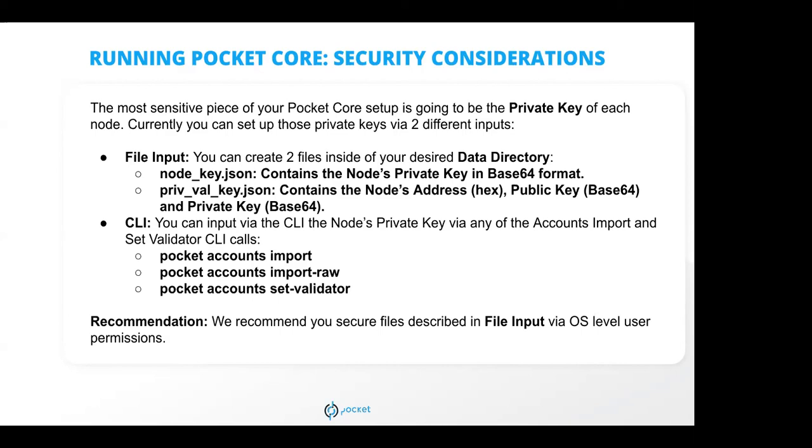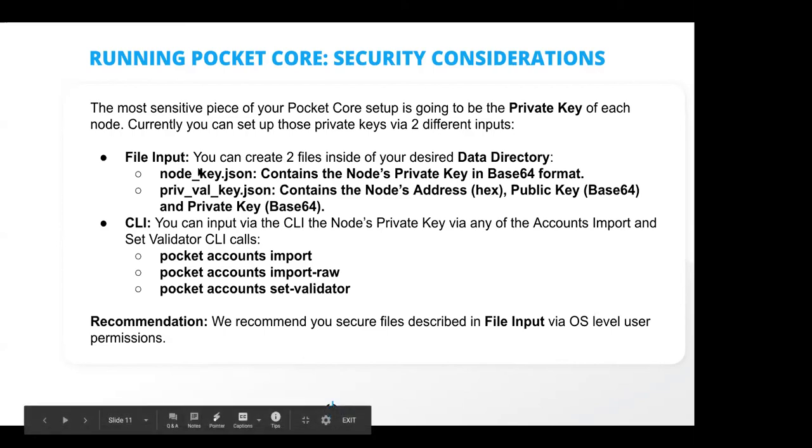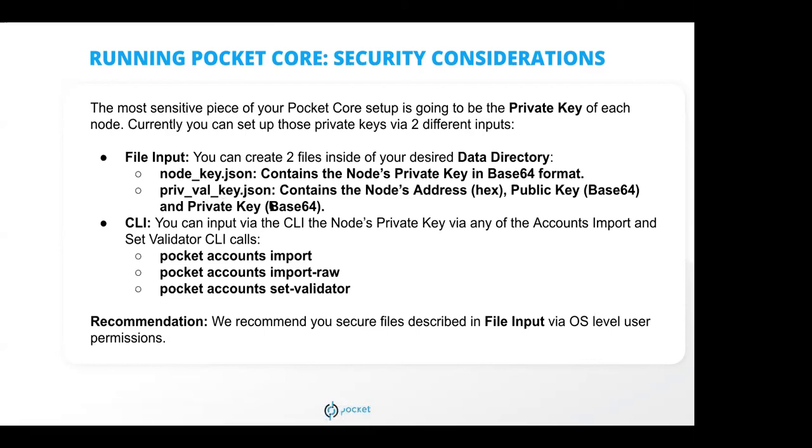You can input directly these two files, node key and private val key, into your Pocket's data directory with the private key. This is a design that we had to inherit from Tendermint because Tendermint uses these files to read the node's identity. And the second method is you can automate the creation of these files by using our CLI and inputting the private key by importing your account first and then setting it as the validator with the set validator method.